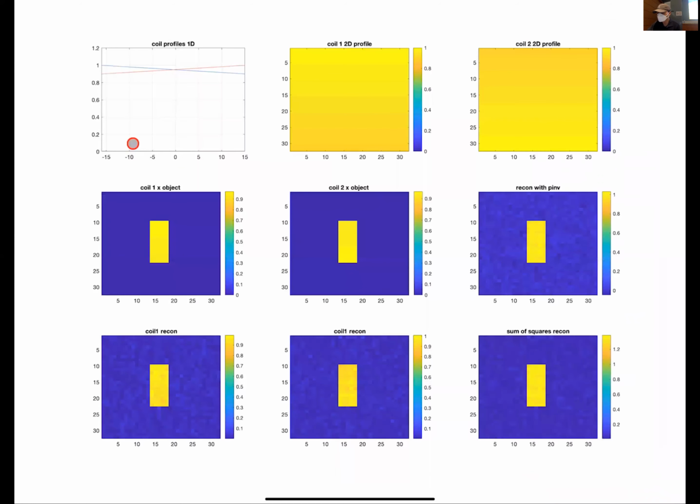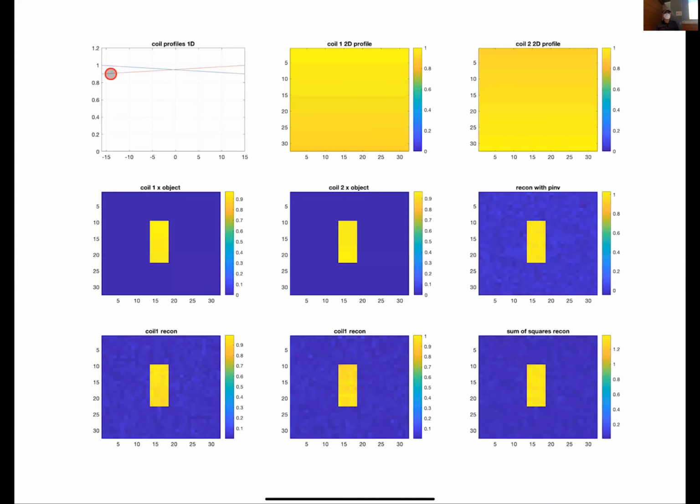Okay, so we're going to walk through a couple of slides like this. This is what you're going to see when you do figure 3. These are the two coil profiles. We're going to start off with two coils. This coil falls off very gently this way, so it's more sensitive here than here. And here it's more sensitive here and falls off. But these coils basically see the same thing, so they're not very diverse. These are two coil profiles.